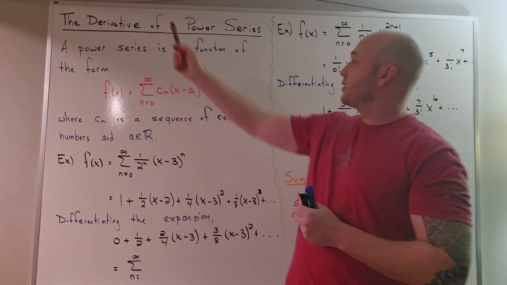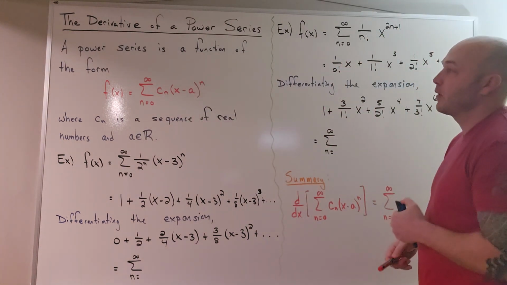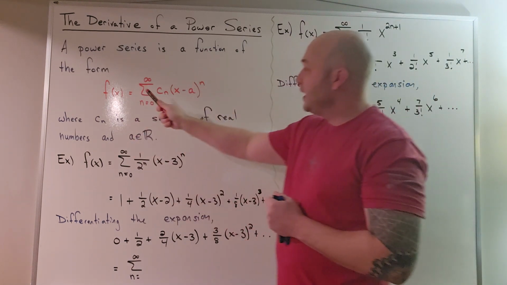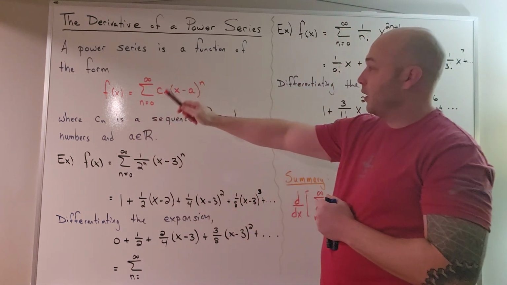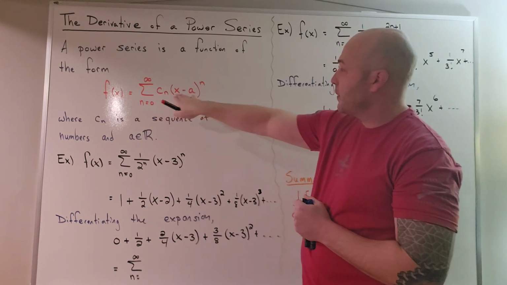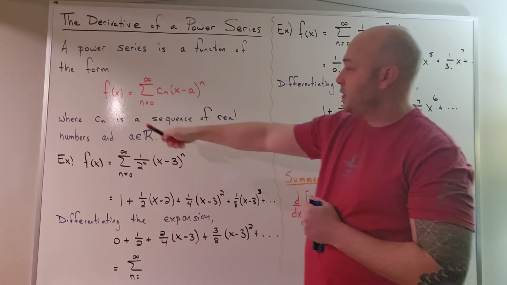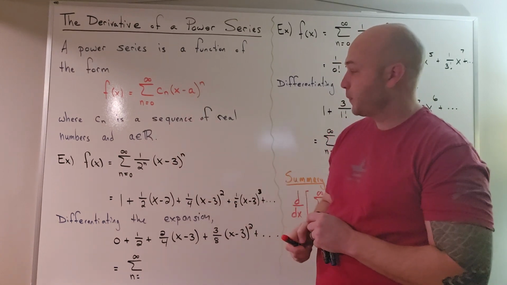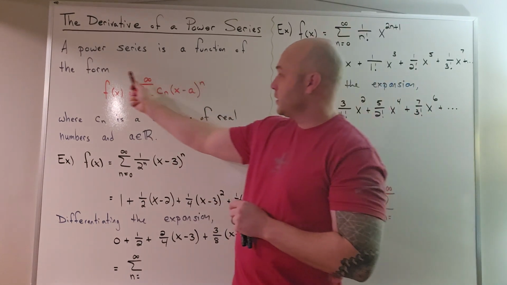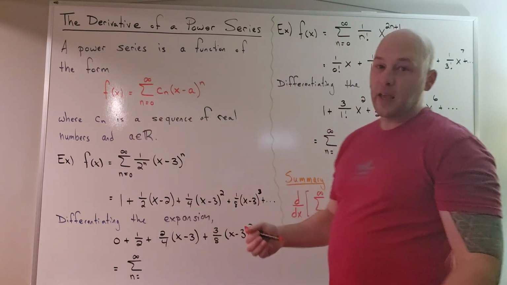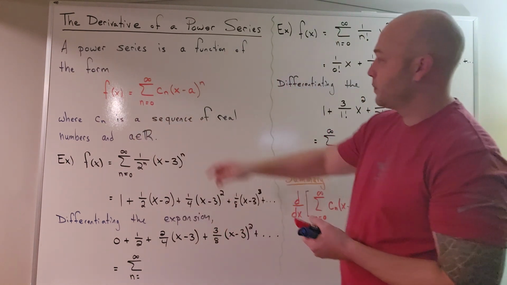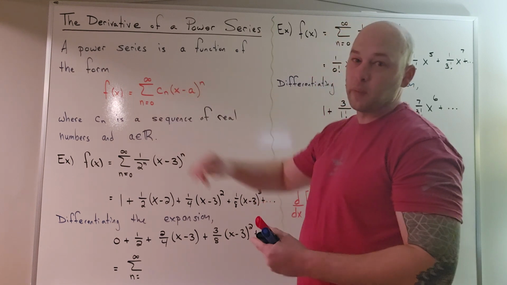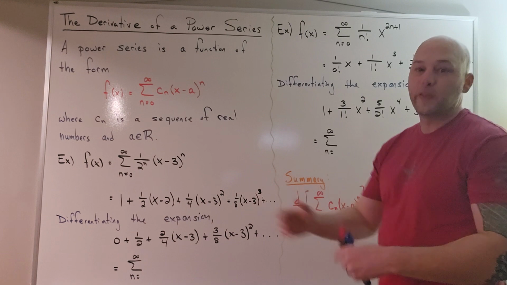What I want to talk about is the derivative of a power series. Now, a power series is a function that has the following form. It's an infinite series that has the following components: Cn times (x minus a) to the n. Cn is a sequence of real numbers, and a is a fixed real number. Now, this, of course, is a special type of infinite series, called a power series, where the idea is if I expand this, it's essentially going to be a polynomial with infinitely many terms.